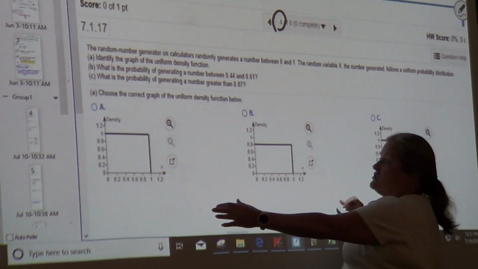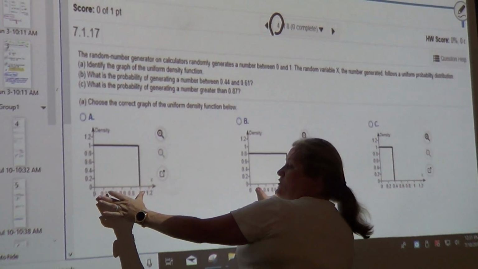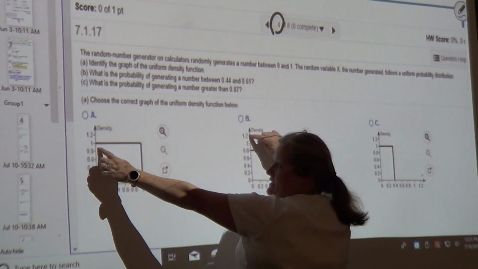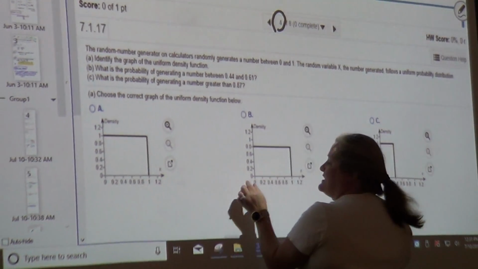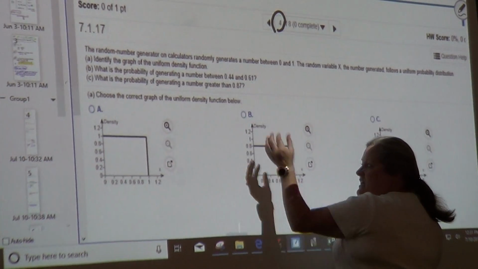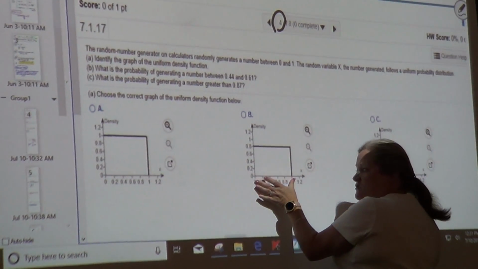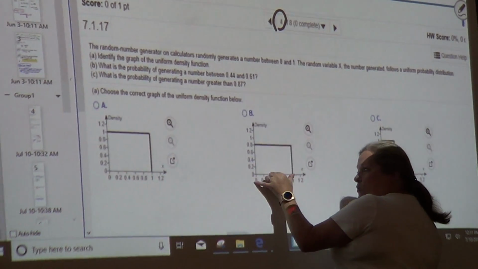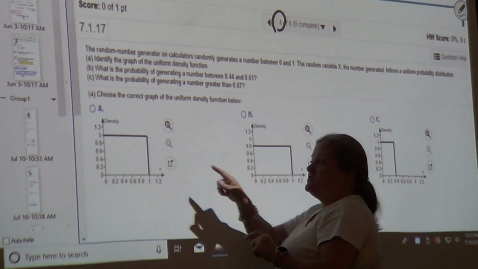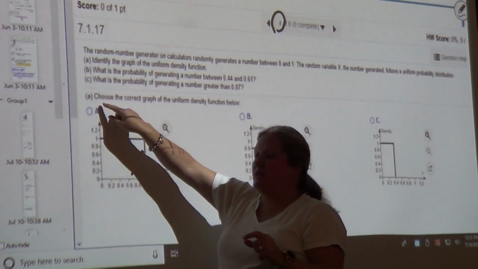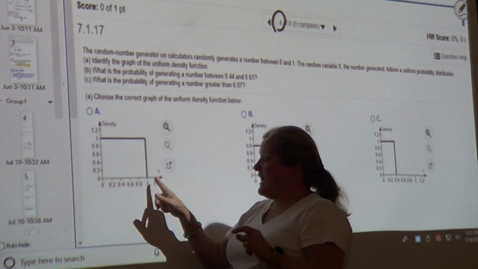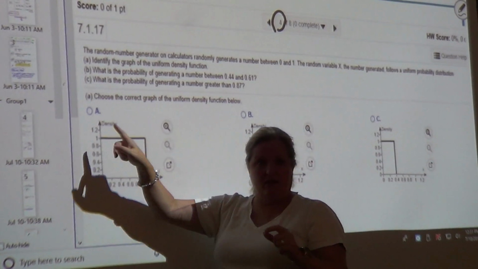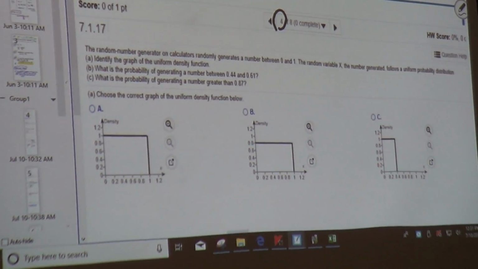So these first two go from 0 to 1. Now the only difference is how tall it is. And we said we take all these little sections and put it over 1. So this goes all the way up to 1. So the number up here is going to be 1 over 1. So the first answer is going to be A. It goes out to 1, and then you take the 1 and put it over 1. Okay, so our first answer is going to be A.